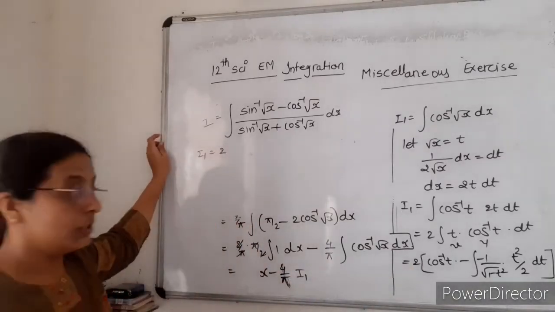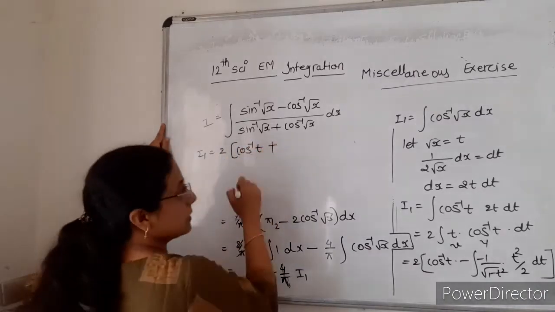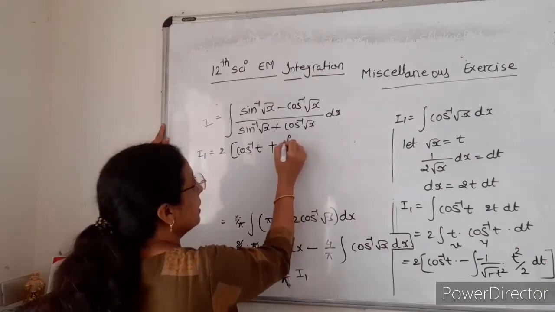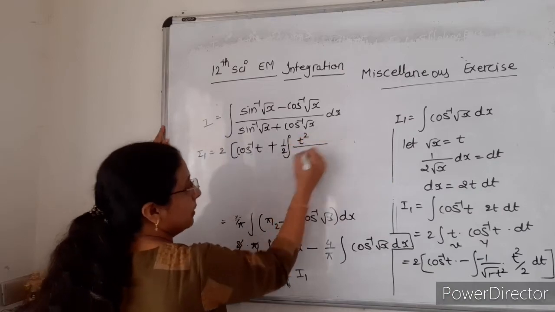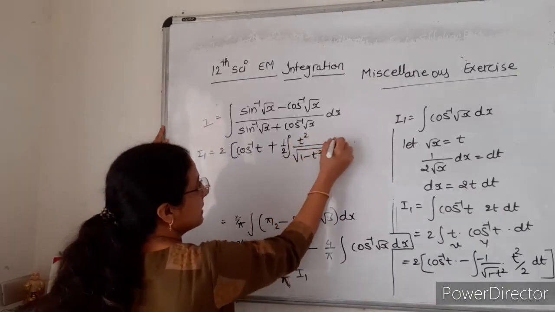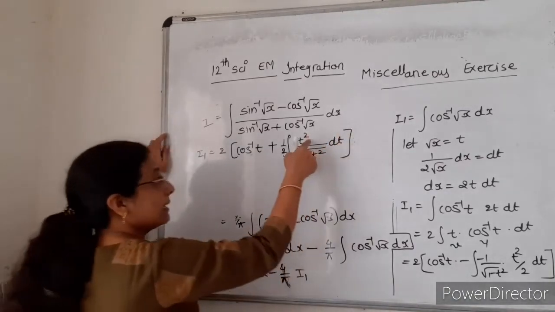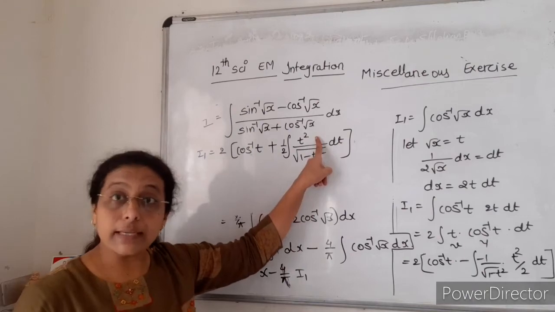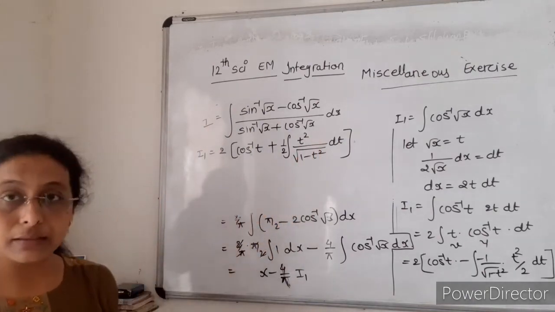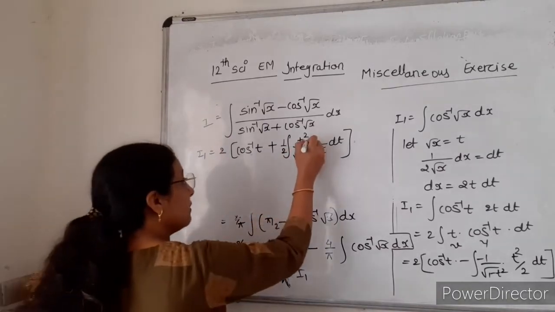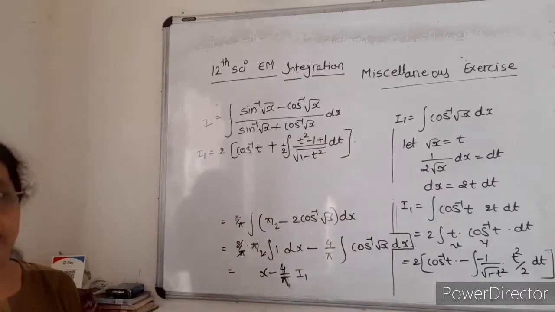This is I1. So 2 cos inverse t minus minus plus integration of, we can say 1 by 2 is also there, t square upon under root of 1 minus t square dt. Right? So now I will set the numerator here to integrate. What to take is, here I will take minus 1 and plus 1 and separate the integration.